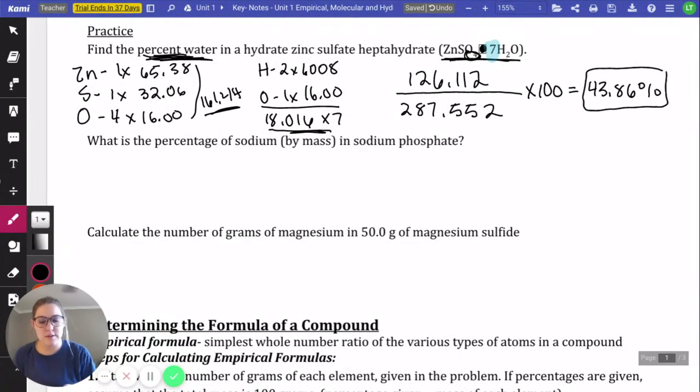Okay, our next one says, what is the percentage of sodium in sodium phosphate? So first things first, we have to write the formula for sodium phosphate. Sodium is Na with a +1 charge. Phosphate is a polyatomic ion. It's PO4 -3. You do have to have your polyatomic ions memorized for the AP exam.